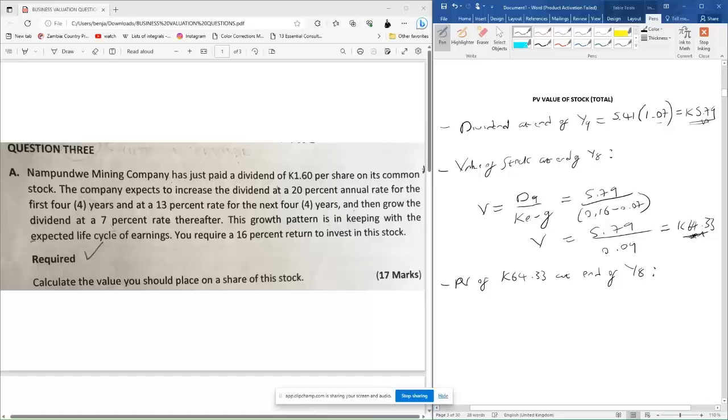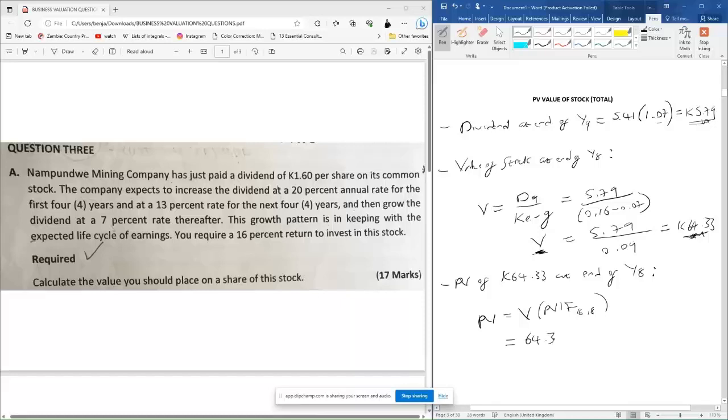If we calculate this, all we're going to do is simply use our present value interest factor formula. So present value is equal to our V, which is our valuation at the end of year 8, which is 64, multiplied by our present value interest factor at the rate of 16%. With what period? With what n? Our n is going to be 8 here. This is what we're doing. So let's quickly calculate that. So our V is going to be 64.